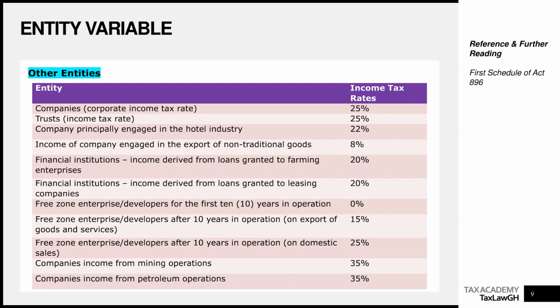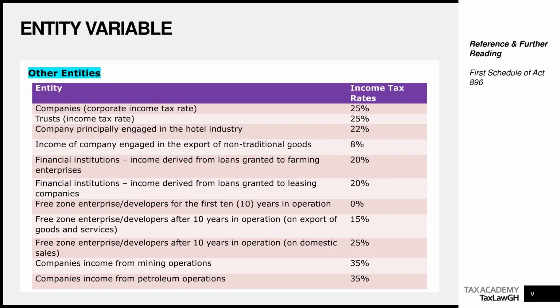So remember that free zones developers get a corporate income tax rate of 0% for the first 10 years. And 10 years is a long time. In the same vein, we are saying free zones enterprises, after their 10 years, if they export their outputs, then they pay corporate tax at 15%. So even after their first 10 years where they incur 0%, when they begin to export, they pay a lower rate of 15%. If they sell to the local or domestic market after the 10-year period, then they attract 25%.